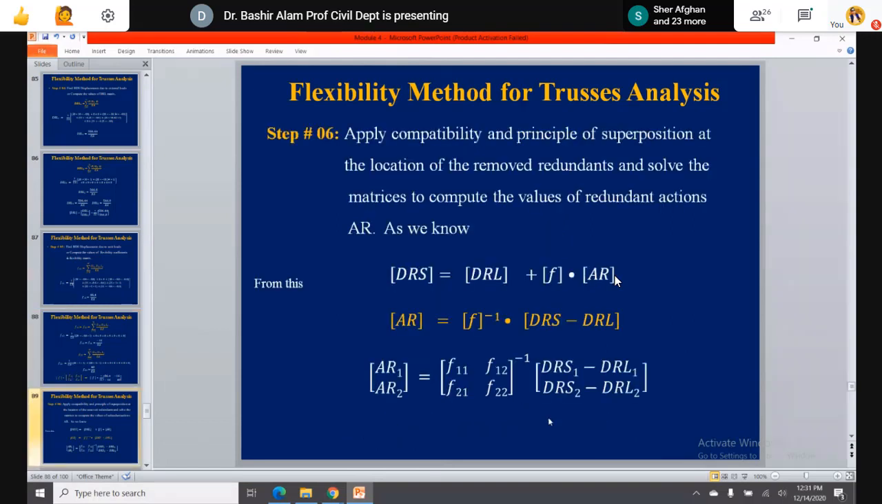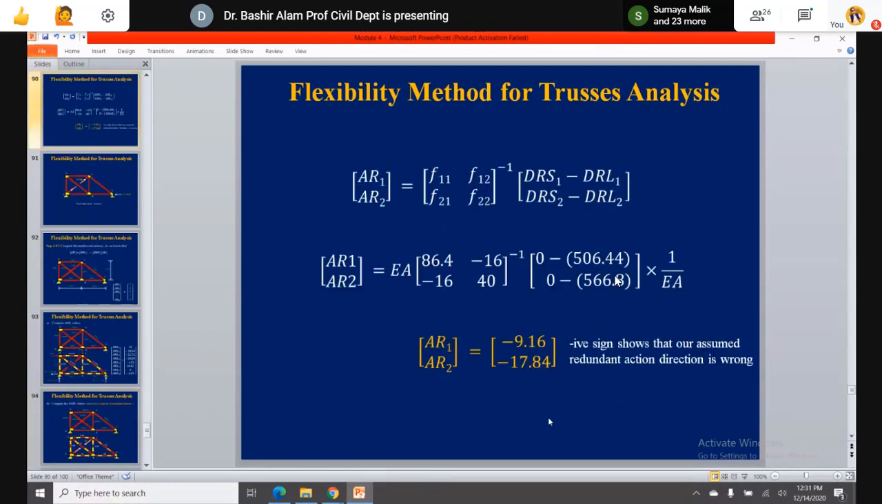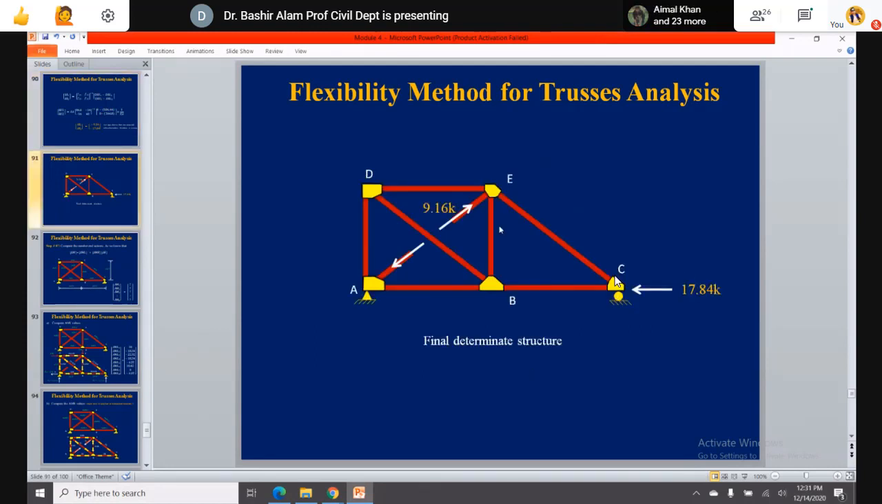Next, we apply the compatibility condition, and ARs are found now. So AR1 is minus, means it is in compression, and AR2 is not rightward directed, it is leftward directed, and we put them at their locations. You see here 9.16 compression, and this is leftward directed 17.8.